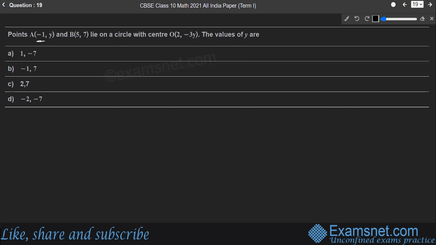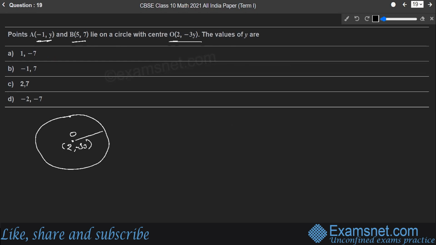Next, points A(-1, y) and B(5, 7) lie on a circle with center O(2, -3y). The values of y are? So let us quickly draw the circle. Let us have the center O, the coordinate of which is given as (2, -3y).